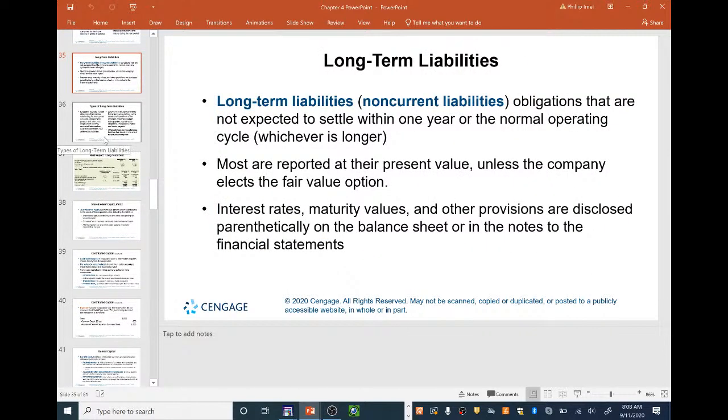Okay, long-term liabilities are obligations that are not expected to settle within a year or the operating cycle. Most are going to be reported at their present value unless the company elects the fair value option, okay? Interest rates, maturity values, and other provisions are going to be disclosed parenthetically. That's going to be on the balance sheet or in the notes. So that's your two options under GAAP. You can either put them in parentheses to the side or in the notes to the statements.